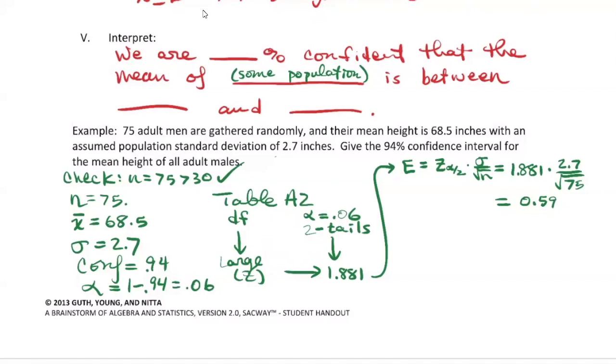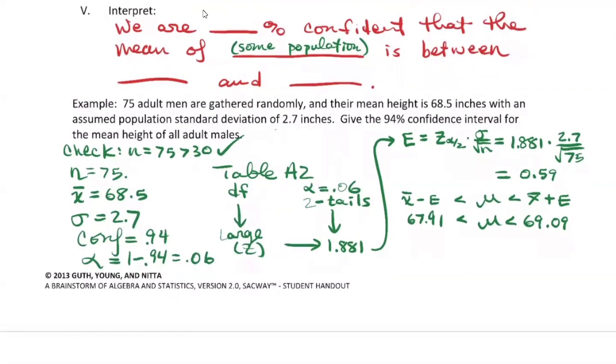Okay, and so for our confidence interval, x bar minus e less than mu less than x bar plus e. So the x bar was the 68.5 minus the margin of error, which is 0.59. So it's a 67.91 on the low end. And on the high end, just add them. So you should get 69.09. That's still probably too precise, but remember these are inches and it's the mean height of men.